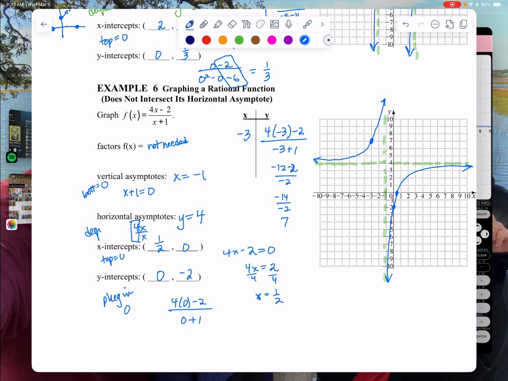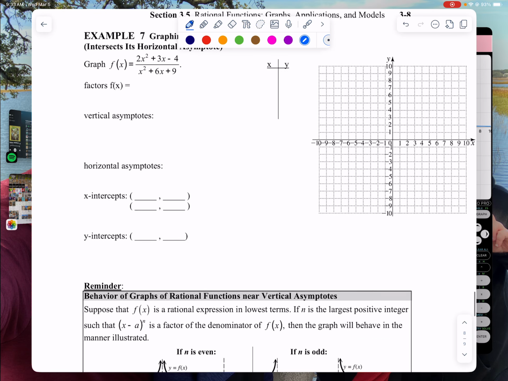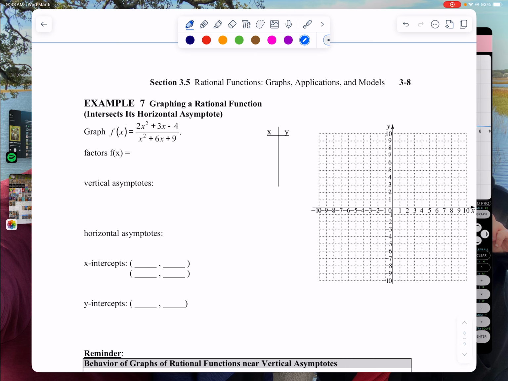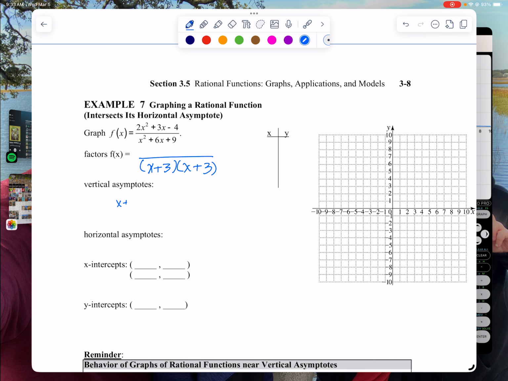So this one, number 7, is a little bit odd. It makes me not want to do it with you because I'm really never going to give you one like that. But let's talk about it a little bit. The bottom I could factor. That's going to be x plus 3 and x plus 3. So I have one vertical asymptote, right? My vertical asymptote is where x plus 3 equals 0. So that's going to be x equals -3. So I would have a vertical asymptote right here.